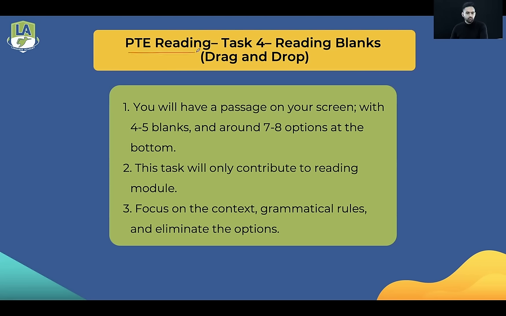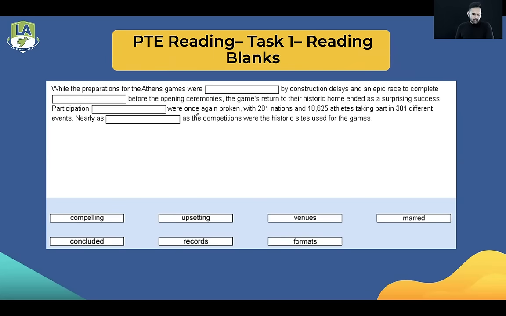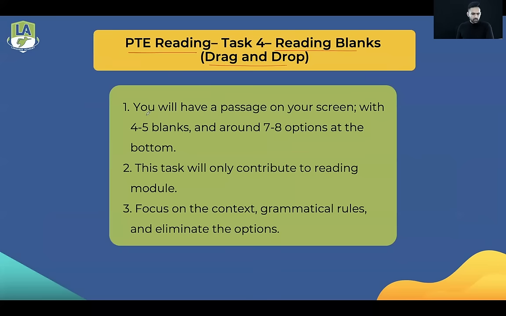Okay, the next task type of your reading module is reading blanks, drag and drop. Similar to the first task, but over here, you don't have four options per blank. You have a few options, probably double the number of blanks at the bottom. What you need to do is read the passage again, understand the context, use your verbs: is, am, are, was, were. If you can recall, there was a rule, ED form or ING form. So based on grammatical knowledge and your context, you need to solve this. You just drag it from here to here, wherever you feel this is right. You'll have a passage on your screen, 4 to 5 blanks and around 7 to 8 options.